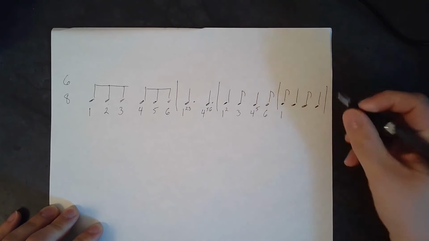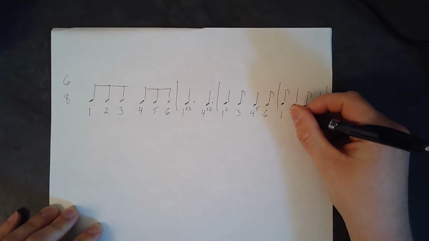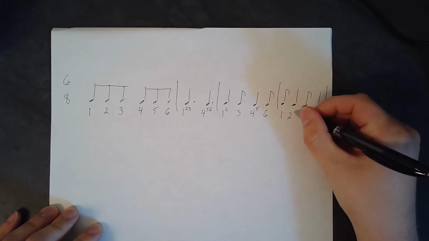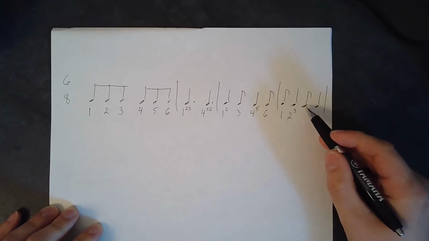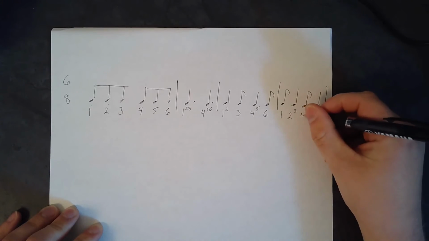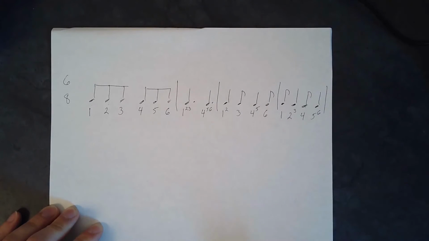big 1. Then we have our quarter note, a new note, so big 2. It also has little 3 because I need my second count in there, my second beat. Then big 4, then big 5, little 6.